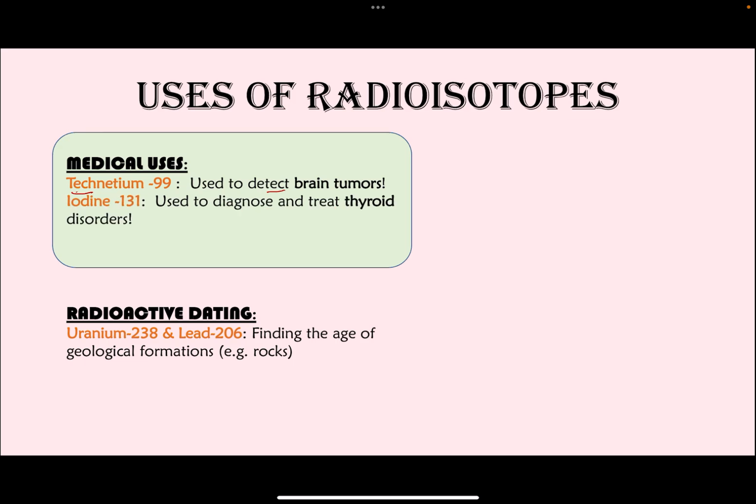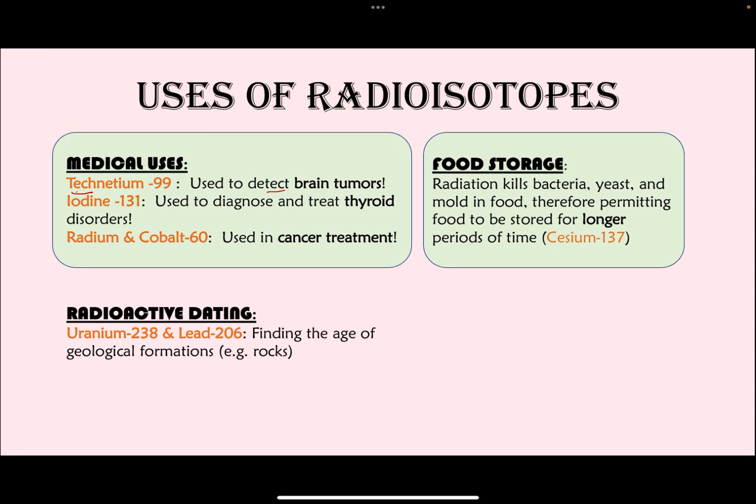And then iodine-131 is used to diagnose and treat thyroid disorders. This is more of a general knowledge thing that we should all know. You should consume enough iodine so that you don't ever run into any thyroid problems. And then we can use radium or cobalt-60 to treat and also diagnose cancer. Then for food storage, cesium-137 is used to kill bacteria. You can think about maybe cesium-137 seizes the life of bacteria, stuff like that. So kind of to keep the food safe for longer periods of time.